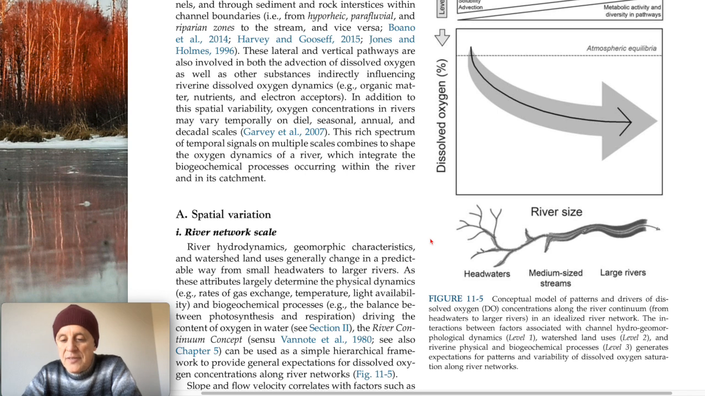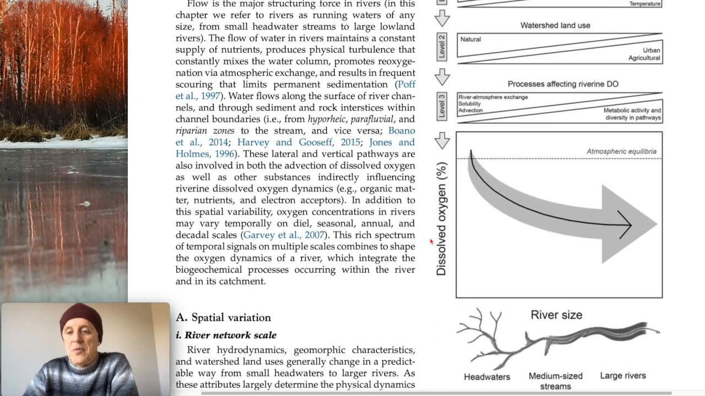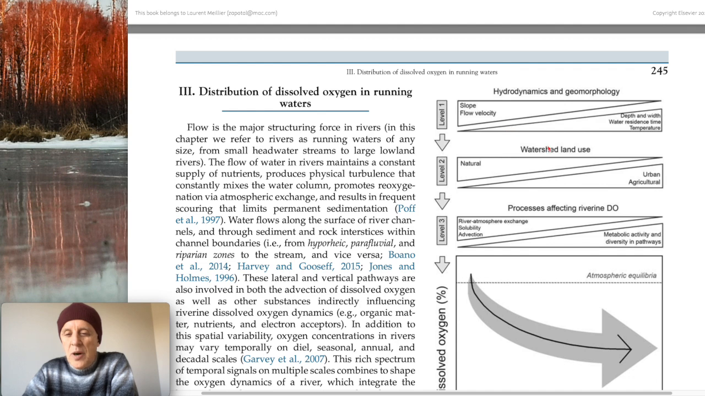Figure 11-5. Conceptual model of patterns and drivers of dissolved oxygen concentration along the river continuum from headwaters to large rivers in an idealized river network. The interaction between factors associated with channel hydrogeomorphological dynamics, level 1, watershed land uses, level 2, and riverine physical and biogeochemical processes, level 3, generates expectations for patterns and variability of dissolved oxygen saturation along river networks. So level 1, let's see here. Hydrodynamics and geomorphology. So this is the process we're looking at.